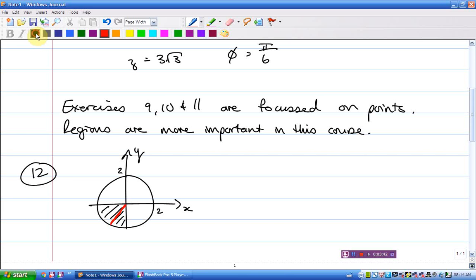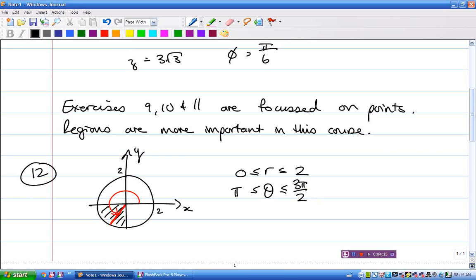And now I need to describe what defines the infinity of points along that little red ray. r is between 0 and 2 units from the origin. From the positive x-axis, you always measure from the positive x-axis, theta is between pi and 3 pi over 2. Okay, and that describes those points.